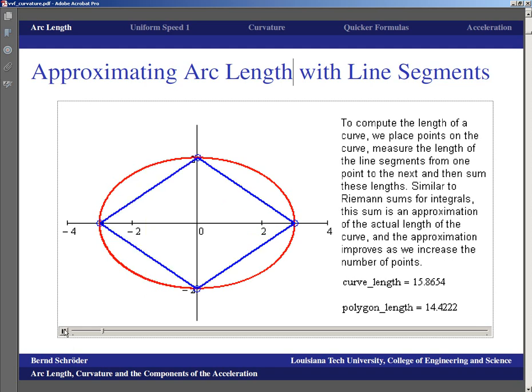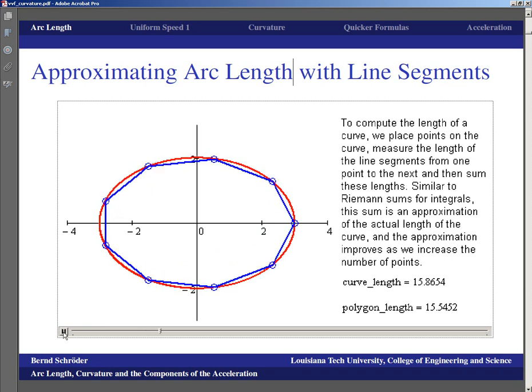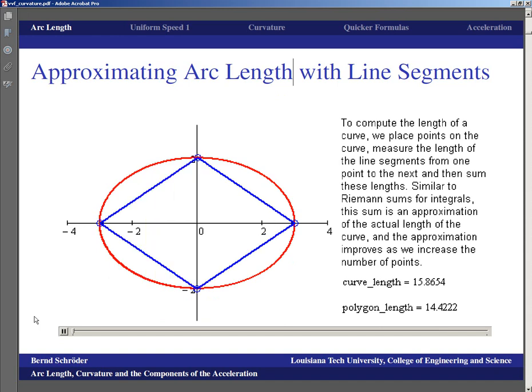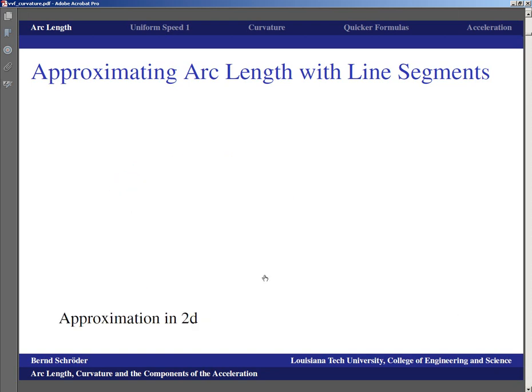So what we do is we use more straight lines. That gives us a better approximation, and by the time we use enough straight lines, let's stop again here, we get a pretty good approximation where the length of this blue polygon actually is pretty close to what the actual length of the curve is. And then, very much as always in calculus, as we make things finer and finer, we get a better and better approximation. This is something that can be done in 2 dimensions.